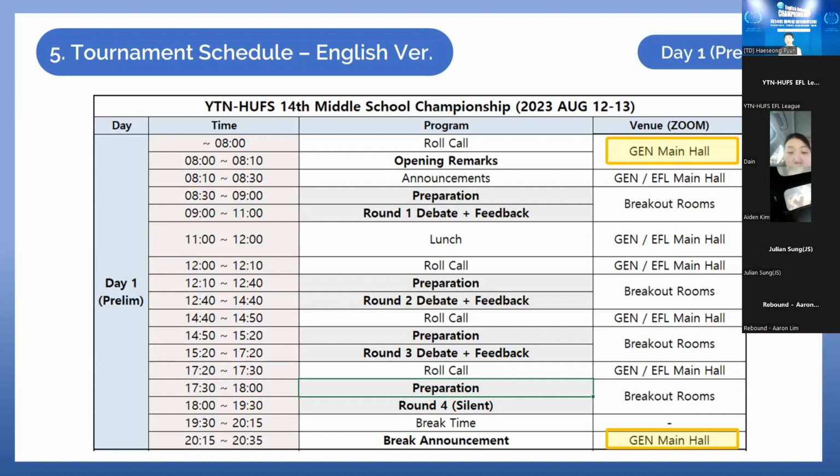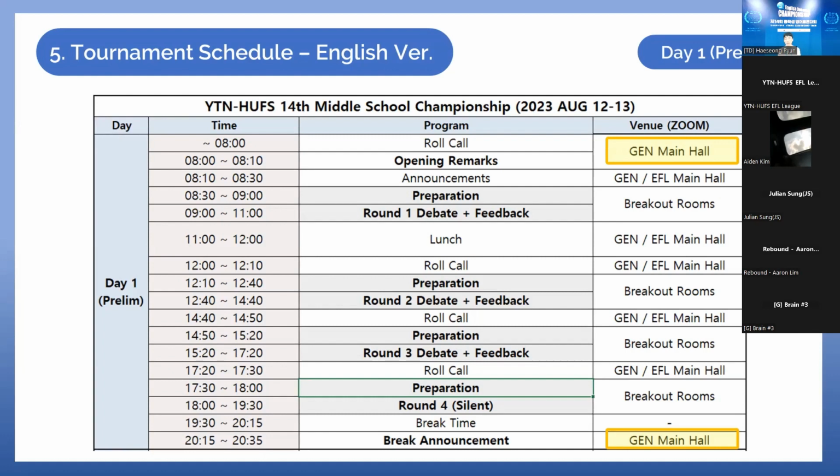When it comes to the roll call, each round is likely to proceed for about 2 hours. Round one starts at 9 and ends at 11. If you include the preparation time, which is 30 minutes beforehand, each round is about 2 hours and a half. Then we will have lunch from 11 to 12 p.m. The same thing progresses for round 2, round 3, and round 4, where we will be ending at about 8:35 after the break announcement.